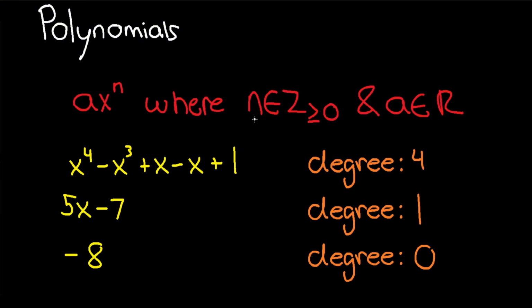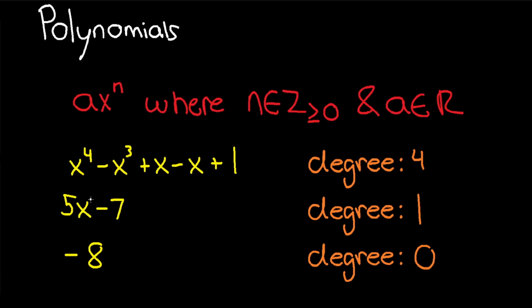Now another way to say that n is some integer which is greater than or equal to 0 is to say it's a non-negative integer. Now we're going to call a our coefficient of our term x to the power of n, as it stands beside it. Now for the degrees in polynomials with one variable, the largest exponent in the polynomial is going to be the degree. So for example here, our degree is 4 since the largest exponent is 4, and our degree in this case is 1 since our largest exponent is 1.